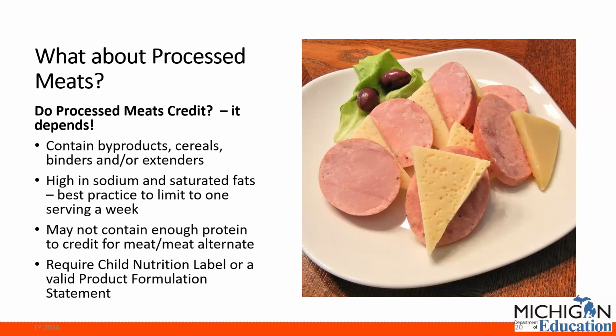To be able to make sure they credit, you need to request a child nutrition label or CN label, or a product formulation statement or PFS. Now, if you don't know what I'm talking about, that's okay. We also have a Thinking Thursday on this that I just gave last month on product labels and how to find those labels for products. It's a little trickier if you're a childcare center. You don't necessarily purchase from large vendors, but it is possible to find labels.